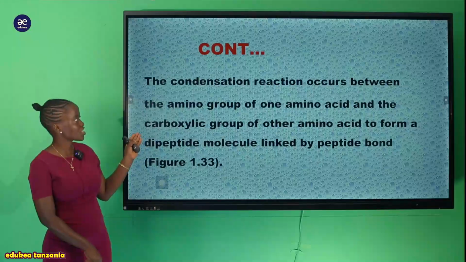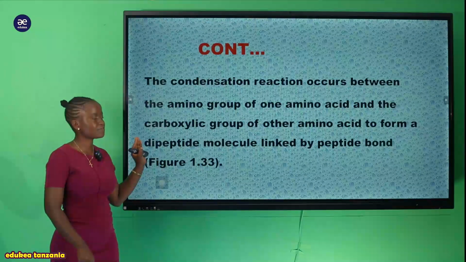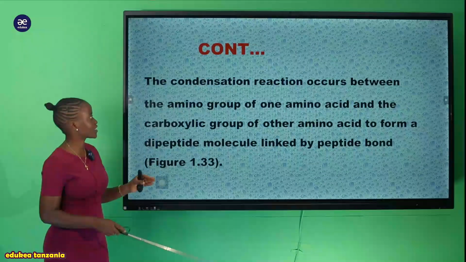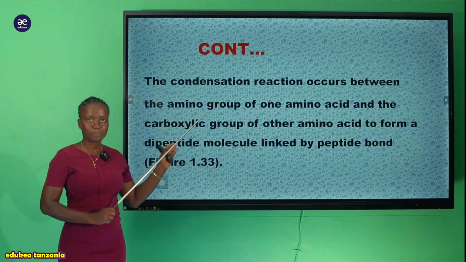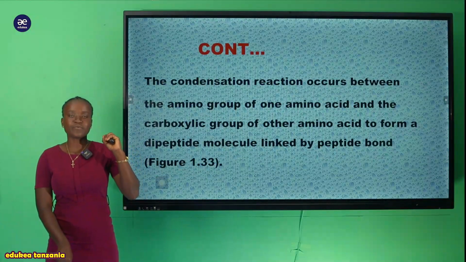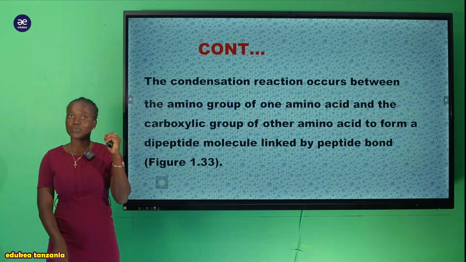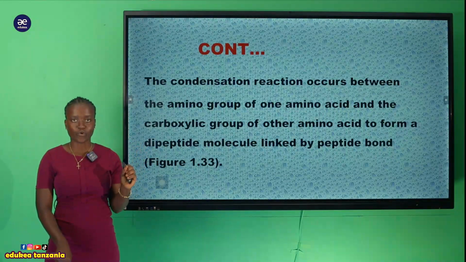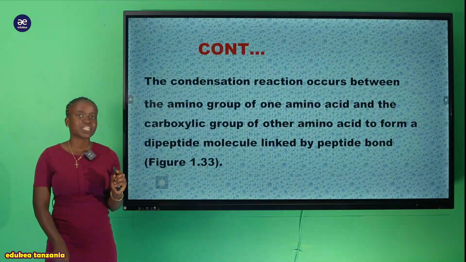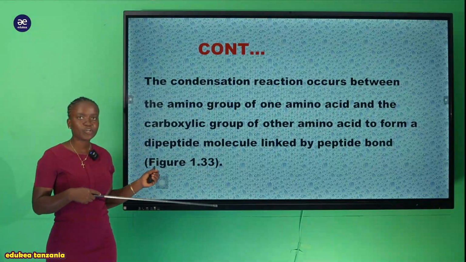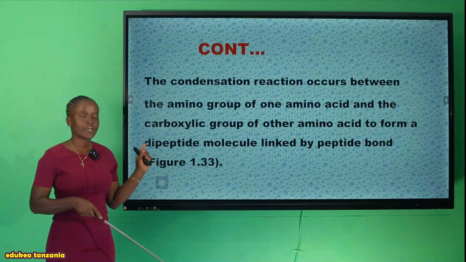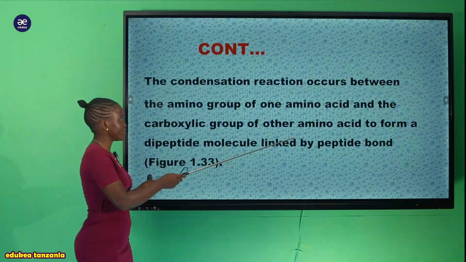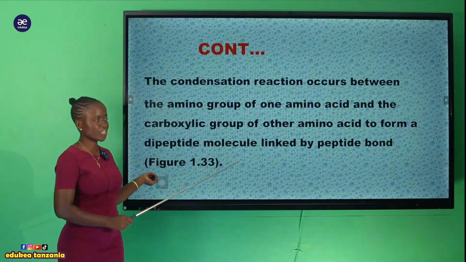Na condensation reaction ambayo tumeiona hapa, condensation reaction inatokea kati ya nini na nini? Condensation reaction inatokea kati ya amino acid au amino group. Remember, the amino acid, tunasema kwamba imetengenezwa na amino group, alkyl group together with the carboxylic group. Sasa condensation reaction inatengenezwa na amino group pamoja na carboxylic group. Ndipo ambapo sasa due to that combination it will tend to form a dipeptide molecule.